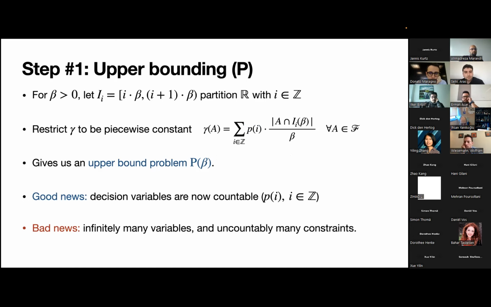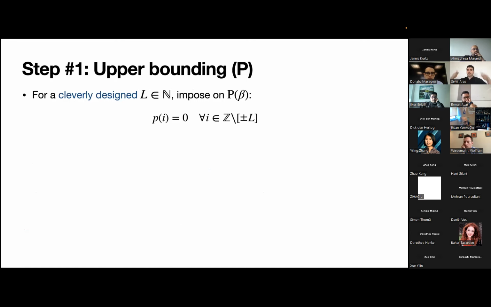Moreover, I just discussed that the decision variables are countable, but we still have infinitely many variables and uncountably many constraints. So we would like to deal with this next. What we do is that we now cut the tails of the distributions. We say that if you are at an interval whose index is sufficiently far away from 0, then you force the probabilities of being on that interval to 0. So this helps us to end up at a finite linear program.